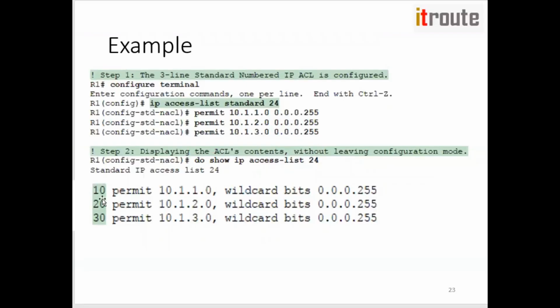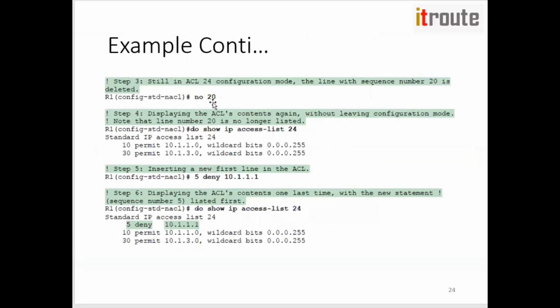After that, if you want to remove one of the lines from this configuration, you can simply say no 20, and then it will remove this line. If you do do show IP access list 24 again, it will show the standard IP access list 24. This is 10, 30. So 20 has been removed.